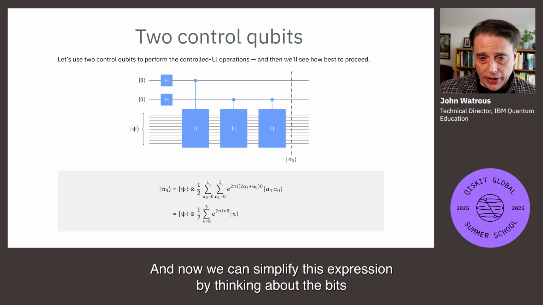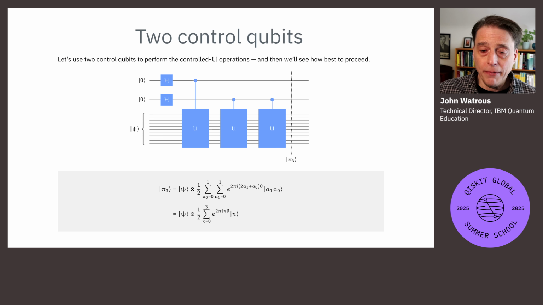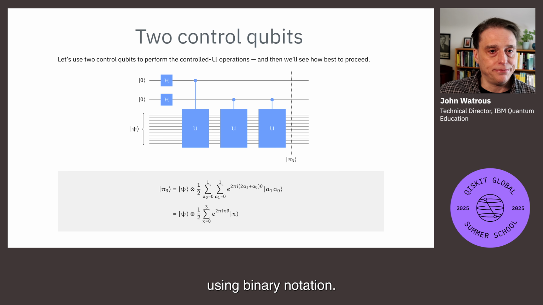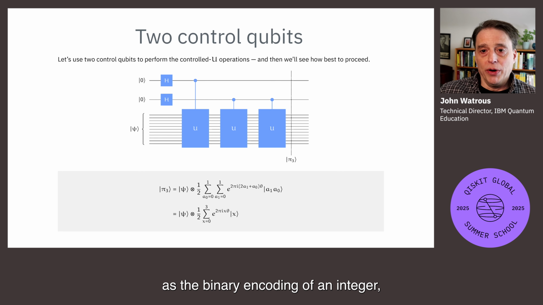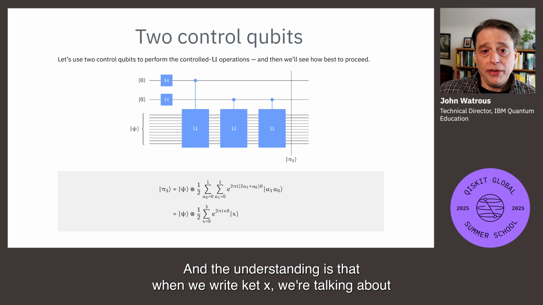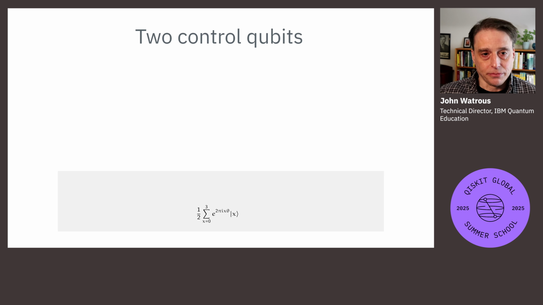And now we can simplify this expression by thinking about the bits A1 and A0 together as an integer between 0 and 3 using binary notation. That is, when we think about the 2-bit string A1, A0 as the binary encoding of an integer, what we get is 2 times A1 plus A0. And the understanding is that when we write ket x, we're talking about x written as a binary string of length 2 using binary notation.